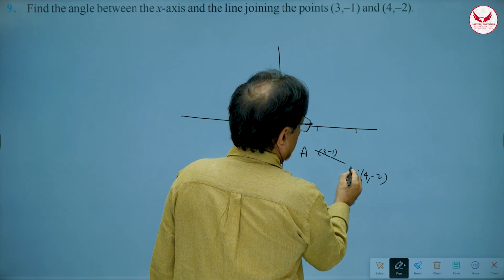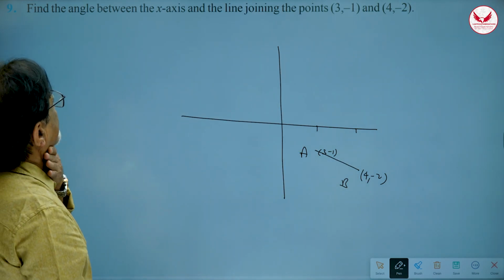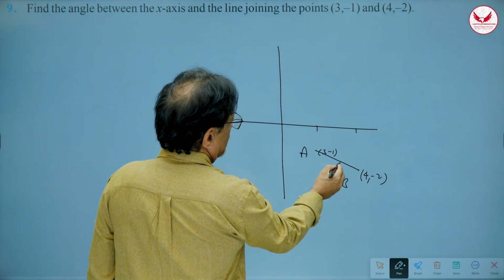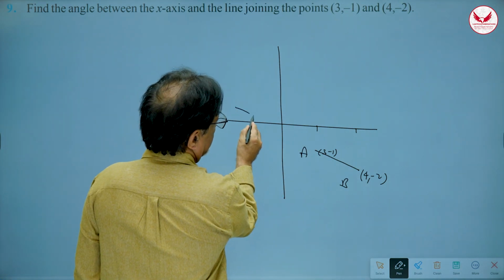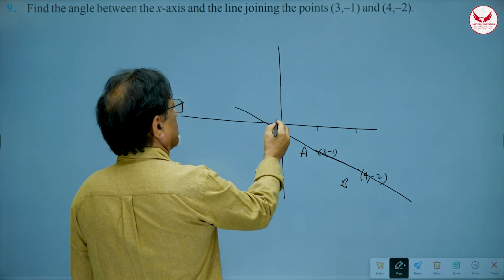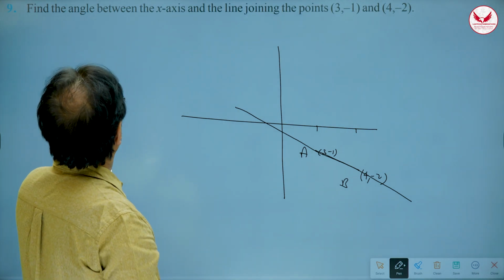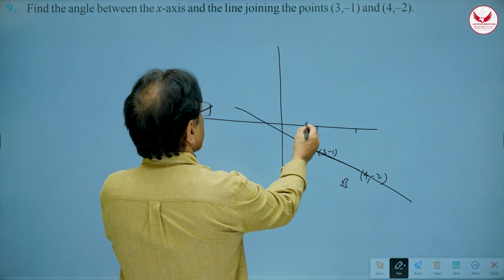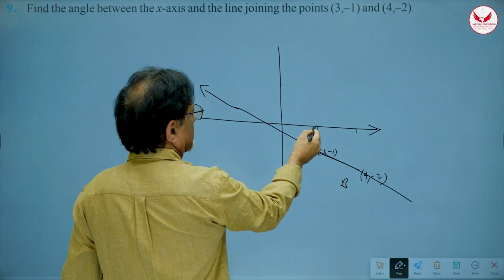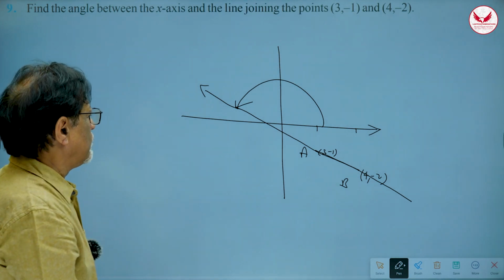So this is the line joining the 2 points. Now the angle between the x-axis and the line joining these 2 points. So this is the x-axis and this is the line. If I extend this line further, this is the line joining AB, and I want to find out the angle between this line and the x-axis. Now it is always the positive direction of the x-axis and the direction of the line. So the line is like this, so the angle is obviously this. So this angle I want to find out.